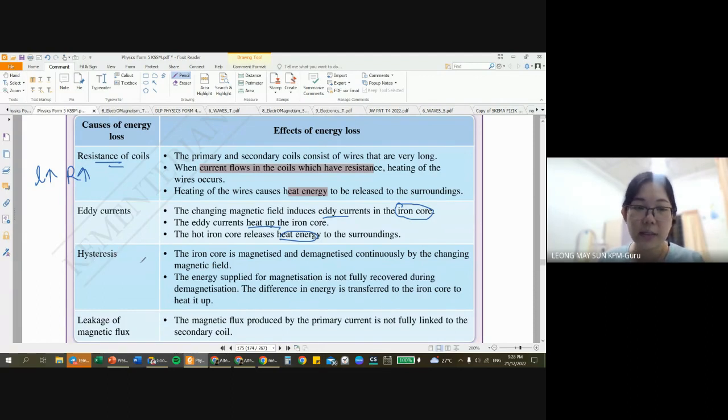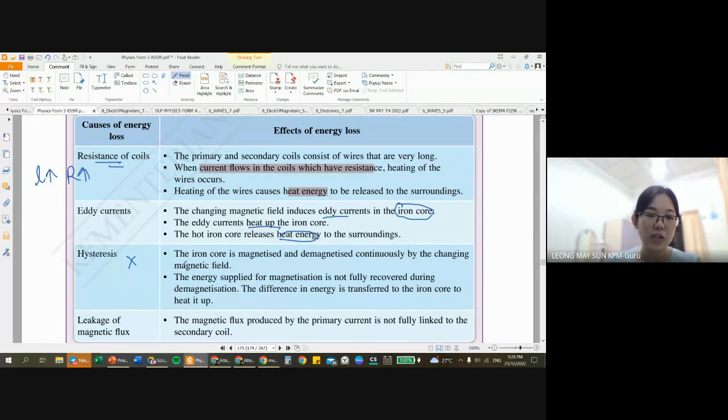Hysteresis. Hysteresis is actually when the iron core magnetizes and demagnetizes. When it magnetizes and demagnetizes, the energy supplied for magnetization is not fully recovered during the demagnetization. So the difference of energy is transferred to the iron core to heat it up. If you don't really remember hysteresis, it's not that much of a problem. If you don't, I think it should be okay.